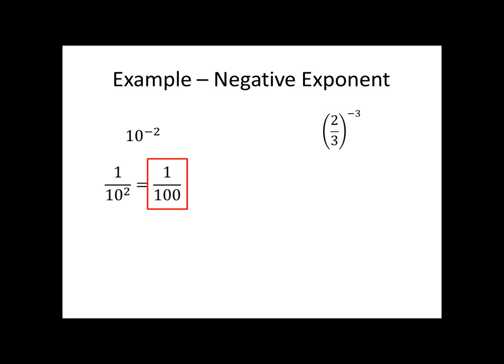Let's take a look at the one on the right. That negative exponent is acting on the entire fraction. That means that the 2 and the 3 are in the wrong spot. So the first thing I do is flip them. So now it's a positive power. And I go ahead and cube the 3. That's 27. I cube the 2, and I get 8.